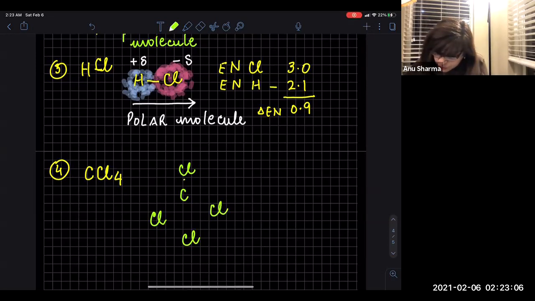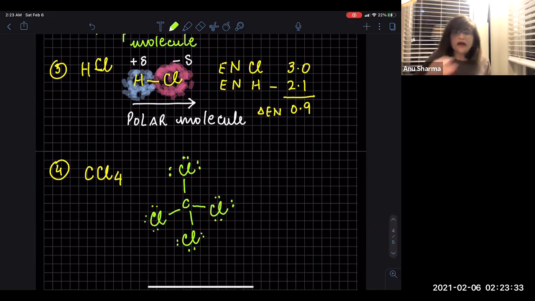So always make sure that you are putting it in that form. Okay, so this is the Lewis structure, okay? And yes, these are the electrons here. Right here, okay. Now, we are going to focus on individual bonds.